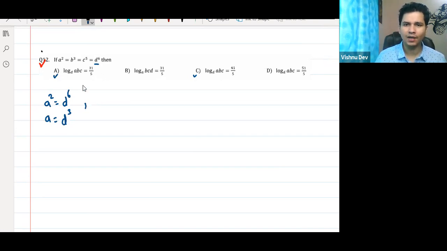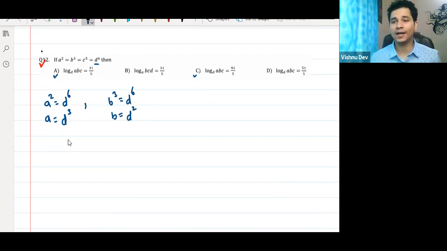In the same way, I'm taking D as a reference. Look at the options first, use your brain. Very good. So B cube is equal to D to the power 6. So can I write, sir, B is equal to D square? Yes or no?